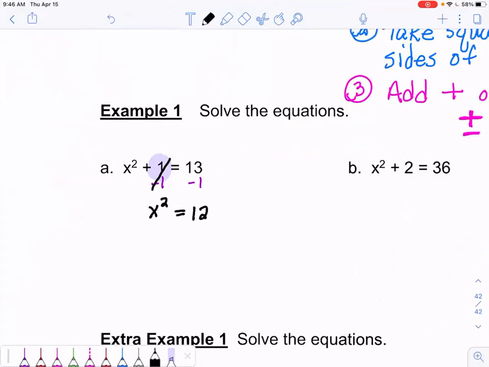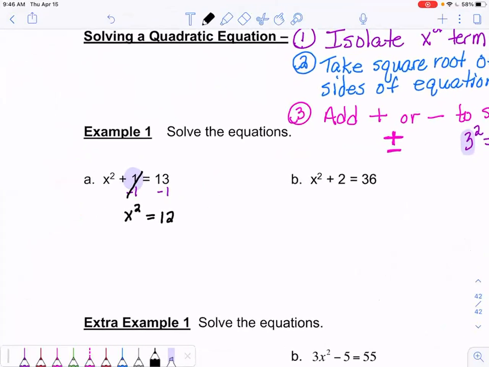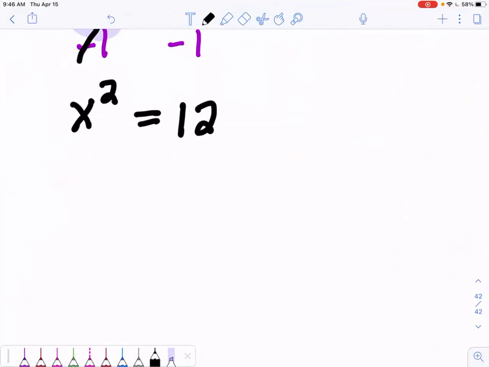The second step says take the square root of both sides of the equation. Our goal is just to have x, and right now it's x squared. To get x squared to just become x, we do the opposite. And the opposite of something squared is to take the square root of it. So we're going to take the square root of x squared, but because it's an equation, what I do to one side, I must do to the other.